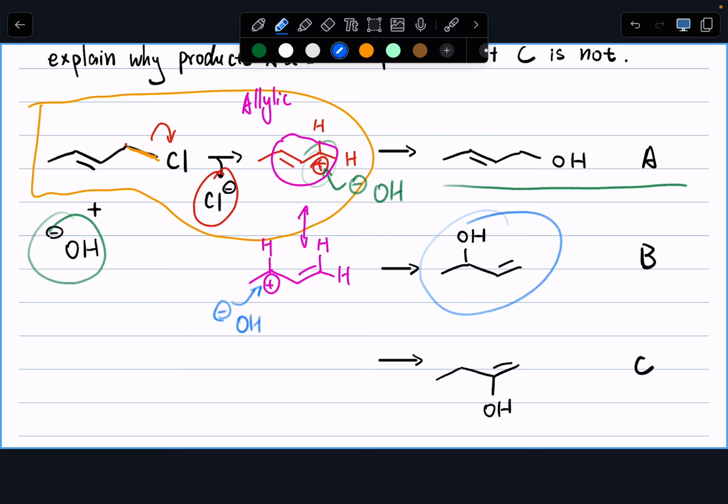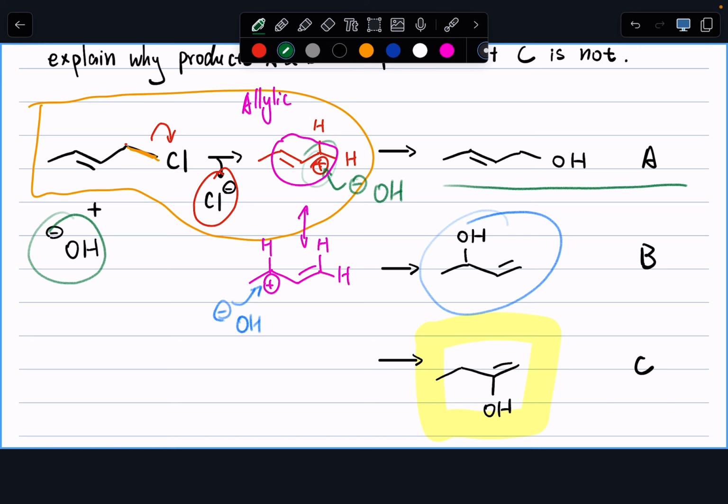And last question, why are we not forming product C? Yes? Is it because the OH would be bonding with a carbon that isn't one of the two terminal carbons within the allylic system? Right, so that's an observation. But the real reason behind the center carbon not forming a bond with the OH minus is that in our allylic system, the center carbon doesn't have any positive charge on it. So naturally, when a nucleophile interacts with that allylic system, it doesn't interact with the center carbon.